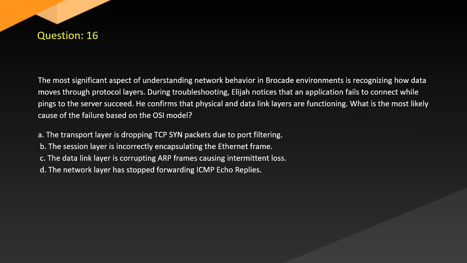Question 16. The most significant aspect of understanding network behavior in Brocade environments is recognizing how data moves through protocol layers. During troubleshooting, Elijah notices that an application fails to connect while pings to the server succeed. He confirms that physical and data link layers are functioning. What is the most likely cause of the failure based on the OSI model? A. The transport layer is dropping TCP SYN packets due to port filtering. B. The session layer is incorrectly encapsulating the Ethernet frame. C. The data link layer is corrupting frames causing intermittent loss. D. The network layer has stopped forwarding echo replies.